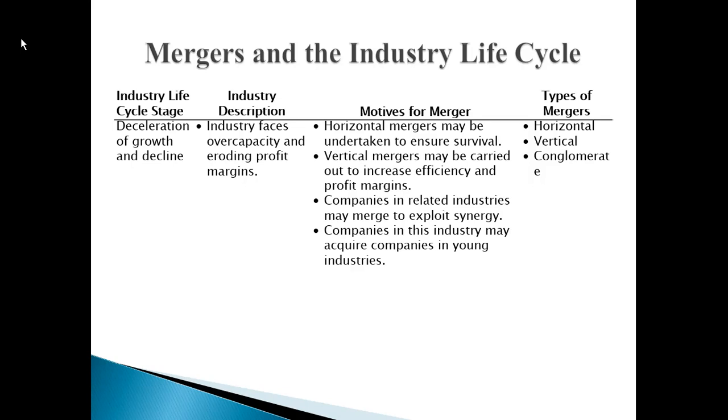Companies in related industries may merge to exploit synergies, and companies in this industry may acquire companies in young industries. So basically, the types of mergers in this life cycle stage, which is the deceleration of growth, include horizontal, vertical, and conglomerate.